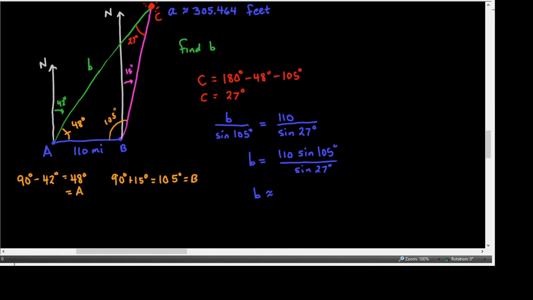So how far is that? What do you get when you type that in? I get 234.040. And what are the units? Miles.